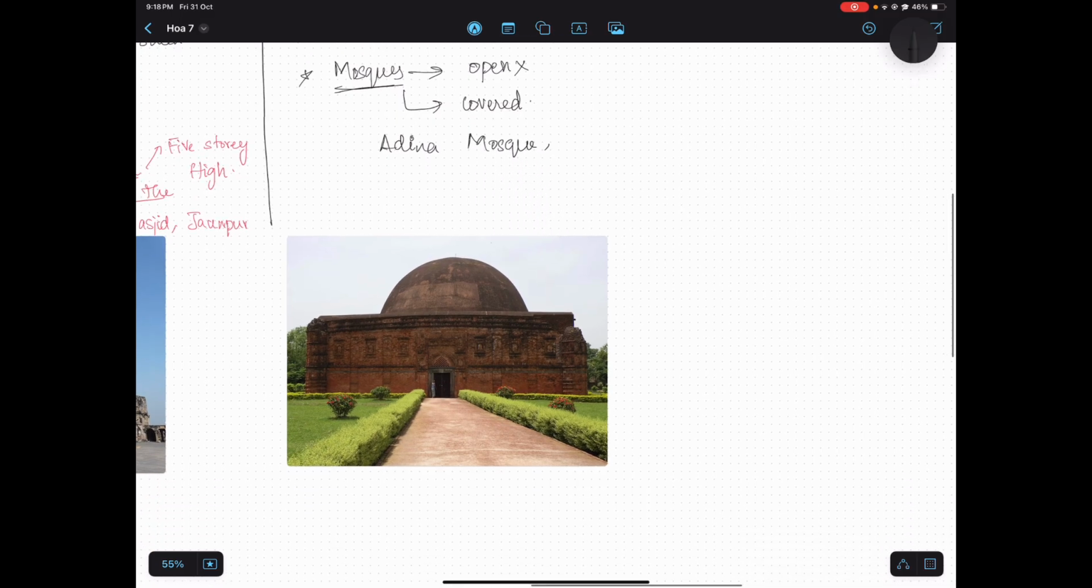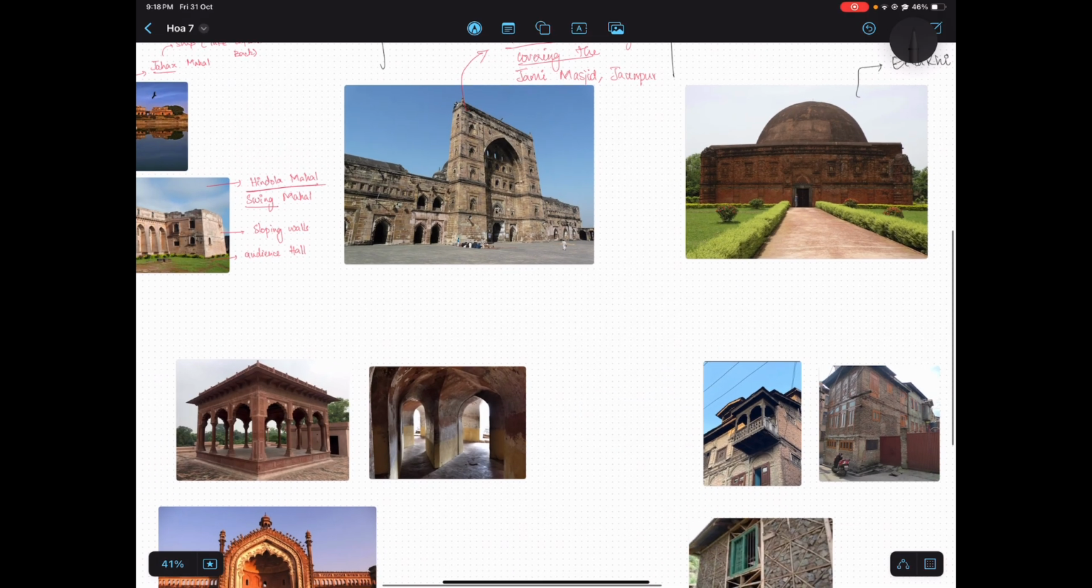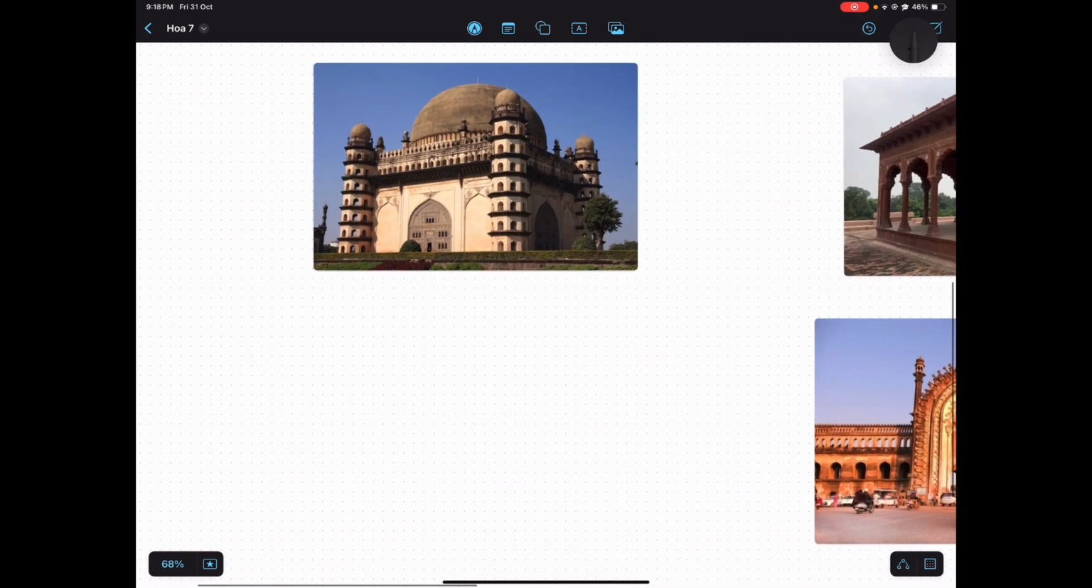This is the Ikhlaqi tomb, Bengal. Then we can move on to our Bahmani architecture.